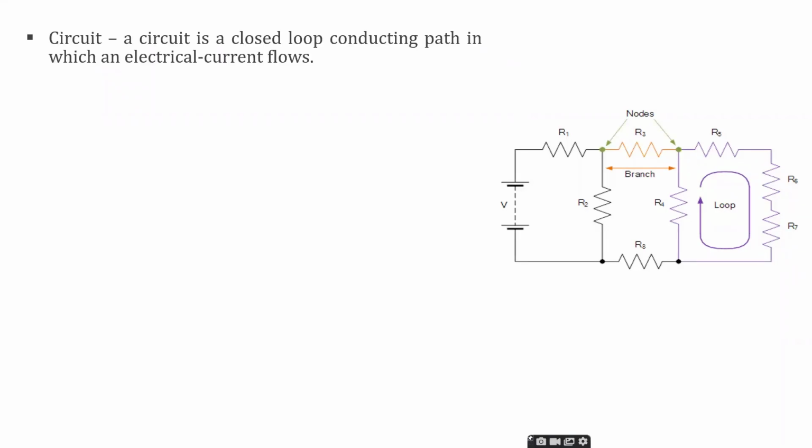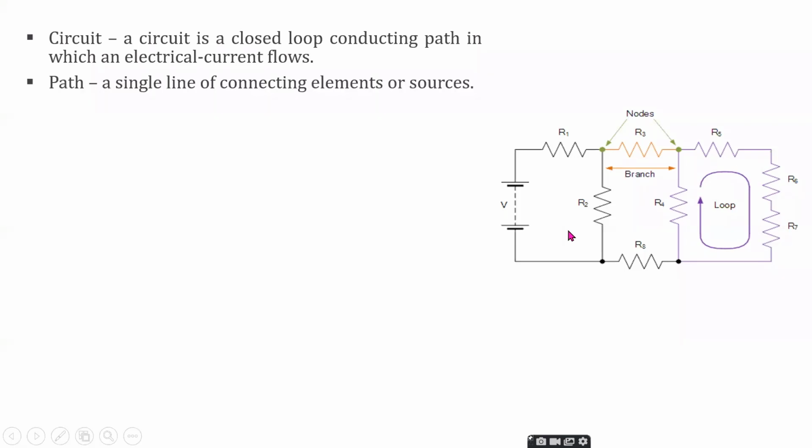Some terminologies here. We have discussed what you mean by circuit. A circuit is the closed loop conducting path in which electric current flows. We can see here it is a circuit where we do find a closed path for the flow of the current. We have discussed the definition of a circuit.